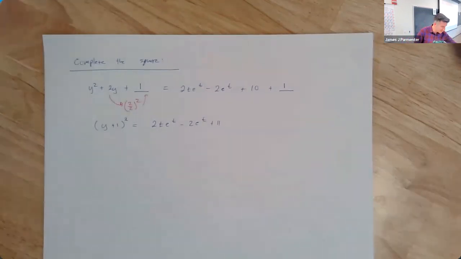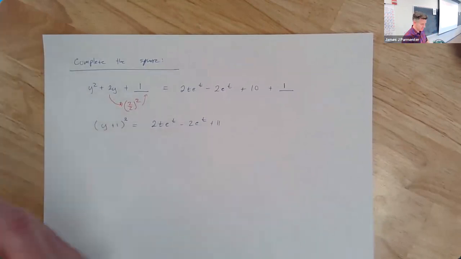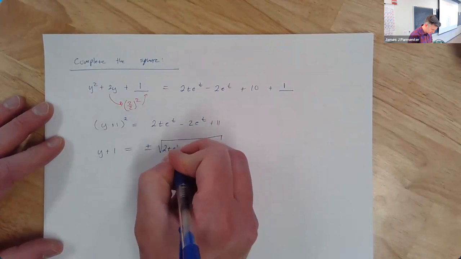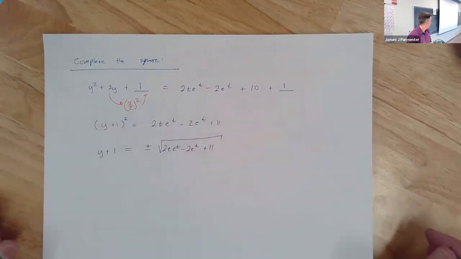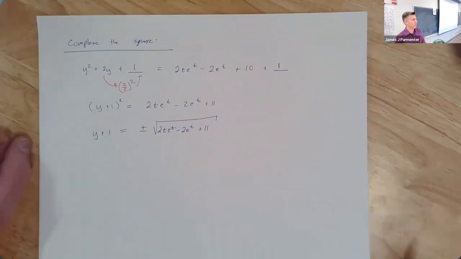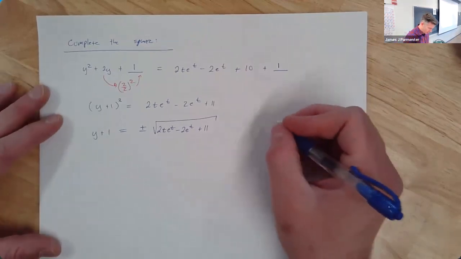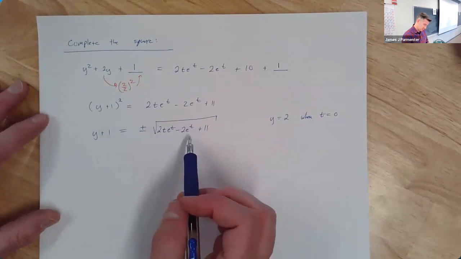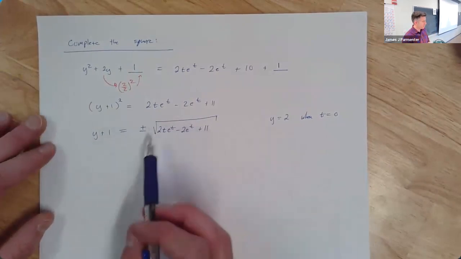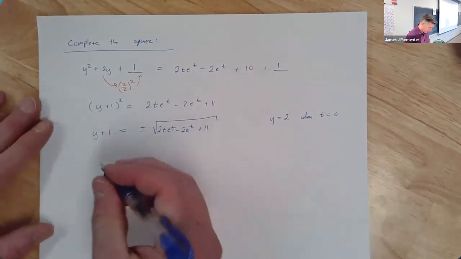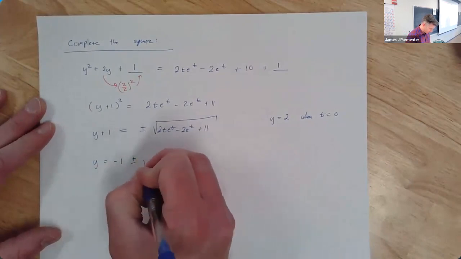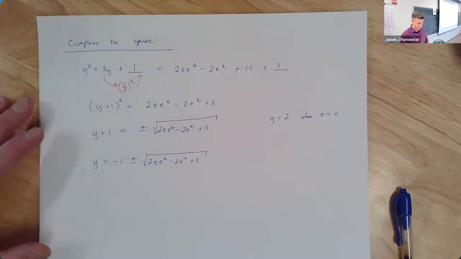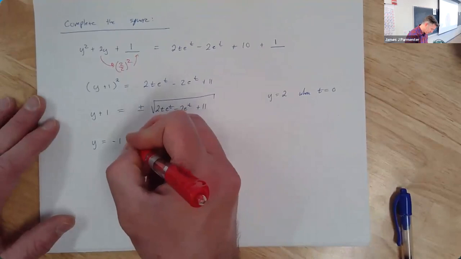Yeah. Now, here's where things get a little interesting, I think. This is particularly why I wrote this. If you solve this, you're going to get y plus 1 equal to plus or minus the square root of 2t e to the t minus 2 e to the t plus 11. But the initial condition actually tells us which part we have to pick, because we were told that y equals 2 when t equals 0. Let's finish solving for y first. Y is going to equal negative 1 plus or minus the square root of 2t e to the t minus 2 e to the t plus 11. But it can only really be one of these, because it should actually be a function. And I'll tell you, it's going to be the positive one in this case.